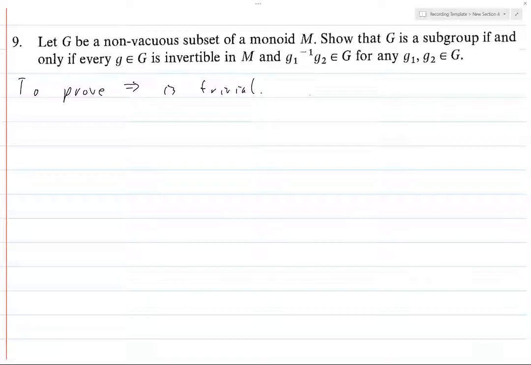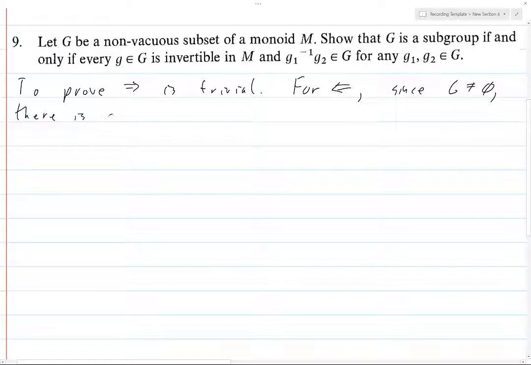So the other direction is the one that is a little more interesting. Let's see here. So for the reverse direction, in my notes I wrote out all the stuff, which is unnecessary. Since G is non-vacuous, there is some g in G.